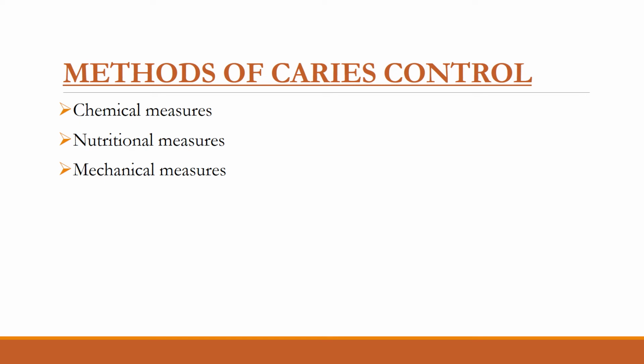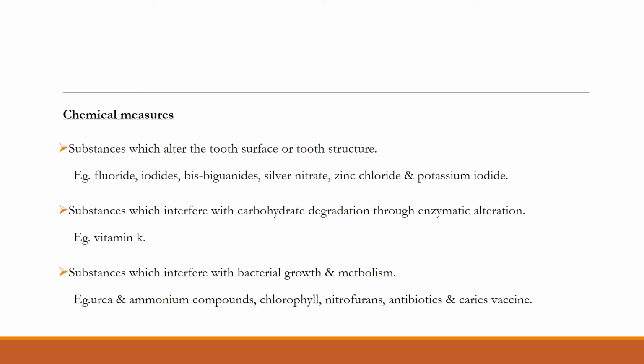Methods of caries control include chemical measures, nutritional measures, and mechanical measures. Chemical measures: substances which alter the tooth surface or tooth structure, for example fluoride, iodide, bisbiguanides, silver nitrate, zinc chloride and potassium iodide. Substances which interfere with carbohydrate degradation through enzymatic alteration, like vitamin K. Substances which interfere with bacterial growth and metabolism, for example urea and ammonium compounds. Then chlorophyll and nitrofurans, antibiotics and caries vaccine.